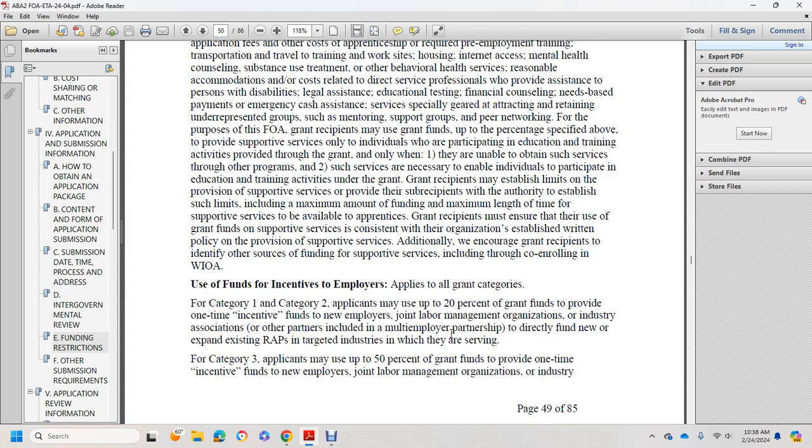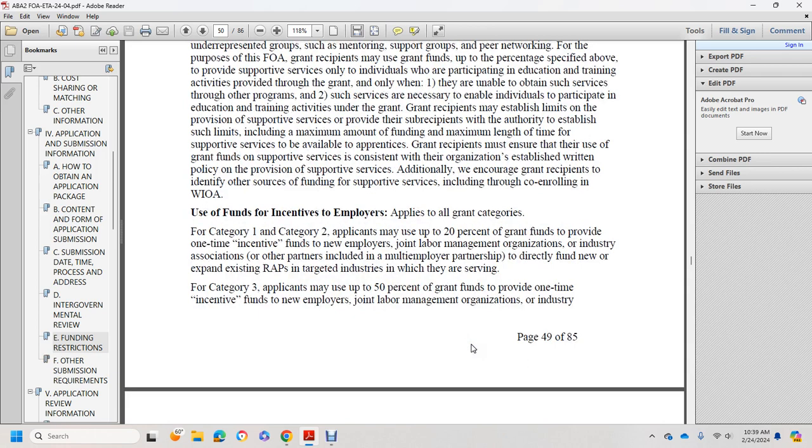Use of funds for incentives with employers applies to the grant categories. For Category 1 and Category 2, applicants may use up to 20% of the grant funds to provide a one-time incentive for new employers, joint labor management organizations, industry associations, and other partners, including multi-employer partnerships, to directly fund new and expanding registered apprenticeship programs in the targeted industry in which they are serving.